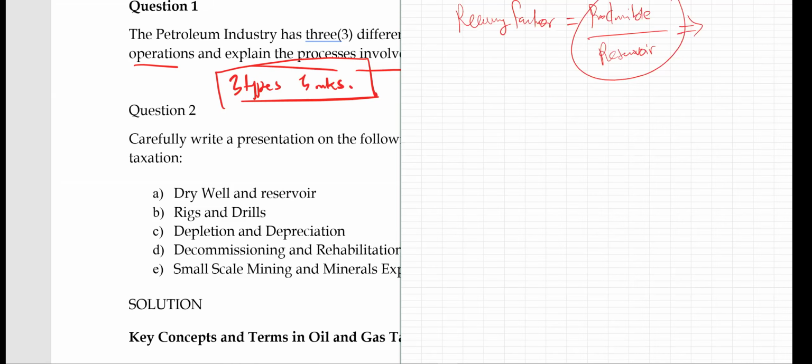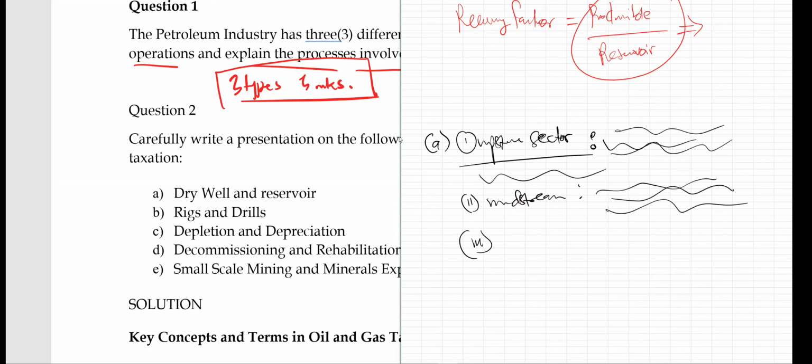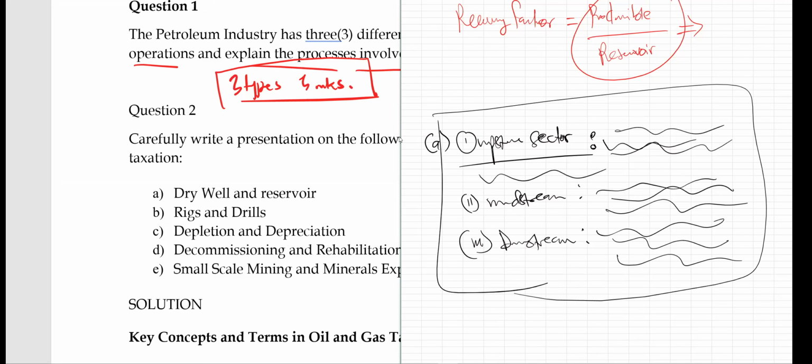You see a lot of students, you guys are professionals, but some people still do it. They go and just write, let's say it's question 1A, then they just say A, upstream sector. They don't even underline. Then II, midstream sector. Then III, downstream sector. No, sir. This thing that you are doing, you don't get a full mark.